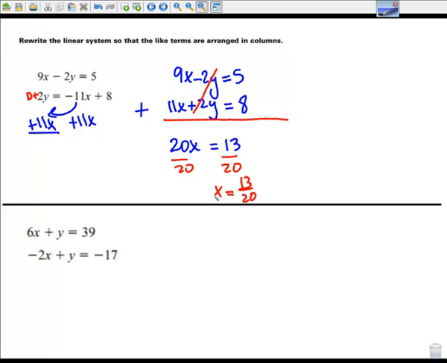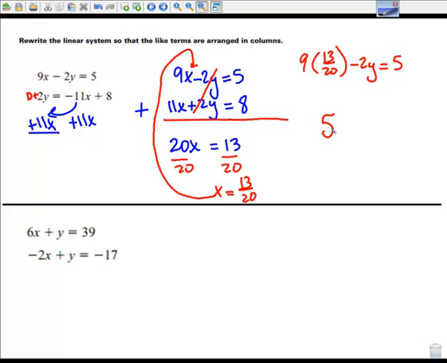So I want to substitute this back into one of these original equations. I generally go for the first equation. So I'm going to go 9 times 13/20 minus 2y equals 5. So then I'm going to take my calculator just like you. I'm just going to do it off screen. So I end up getting 5 and 17/20 when I use the calculator minus 2y equals 5. I'm going to go ahead and subtract the 5 and 17/20.